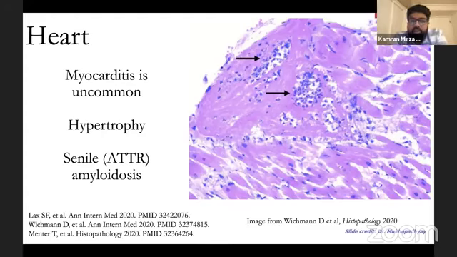But in the heart, there have been associations with myocarditis, although this is uncommon. There are patients who have shown up with hypertrophy and also with senile type amyloidosis.